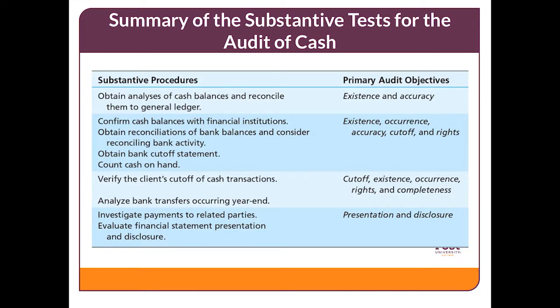Here is a summary of the substantive audit procedures for cash. As mentioned previously in the course, our primary audit objective is to determine that management's assertions, existence, completeness, cutoff, presentation, etc., relating to cash are not materially misstated. See the primary audit objectives.